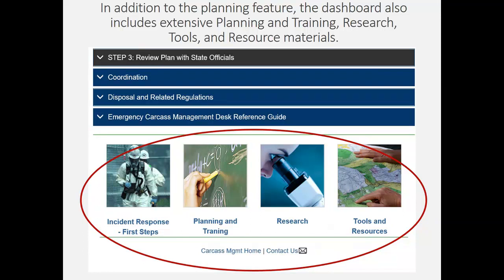And just to let you know that the dashboard has much more than just that site-specific disposal plan stuff. It's got research articles, training courses, other tools and resources.